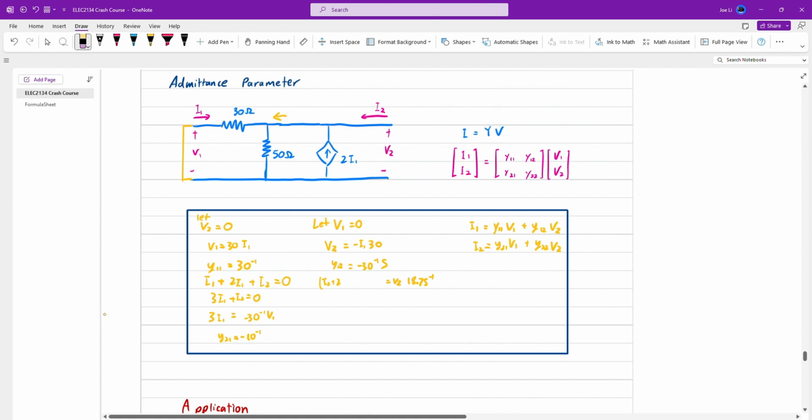And we'll quickly change I1 into V2. So this is going to turn into negative 30 inverse, 2 times negative 30 inverse V2. And then we can manipulate this whole equation to make this. And we'll end up with Y22 equals 3 on 25, because it's mentioned here, Y22 is equal to I2 on V2. And we get our admittance parameter, which is here. Let's put it here.